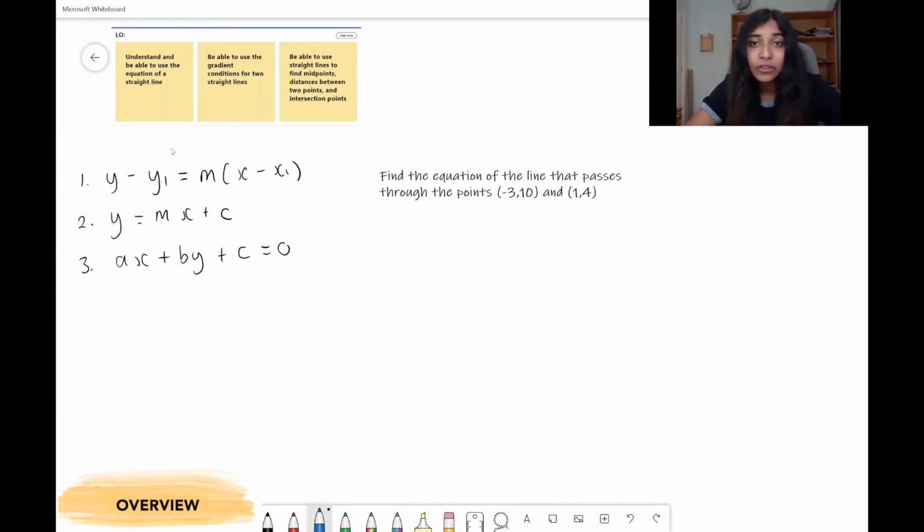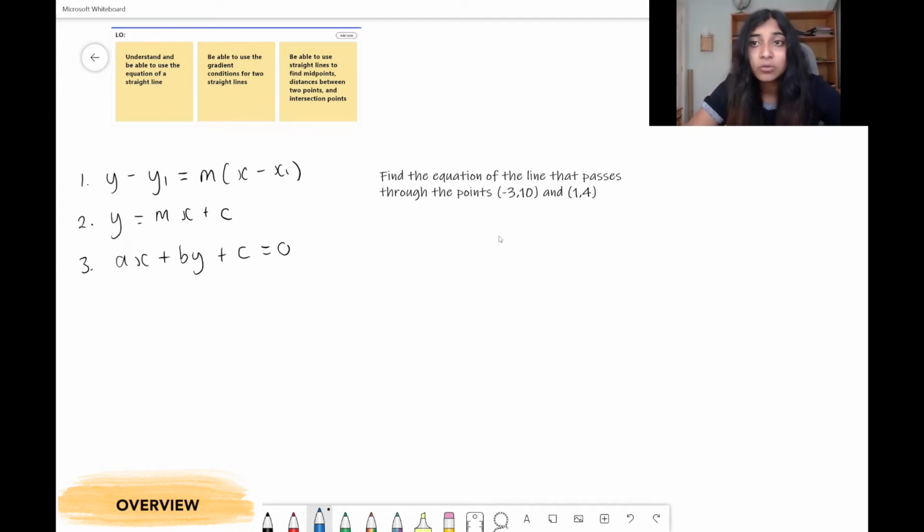So I've written down the three forms of equations for a straight line that you need to know. The first one we have is y minus y1 is equal to m times x minus x1. The second one is y equals mx plus c. And the third one is ax plus by plus c is equal to 0. The question in your exam may specify which one to do or may not, so it's just useful to know all three ways.